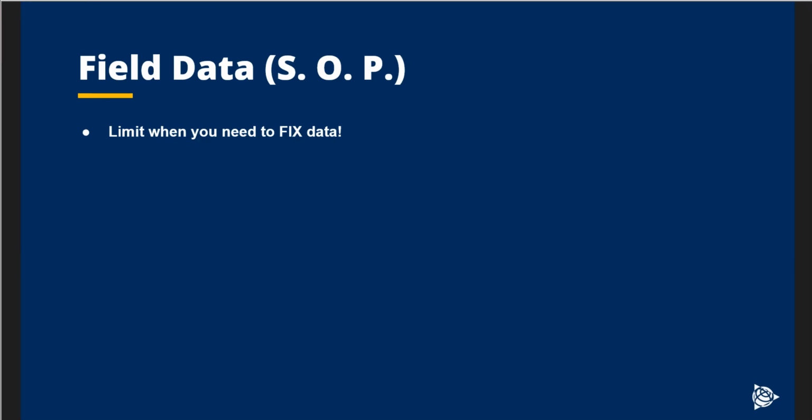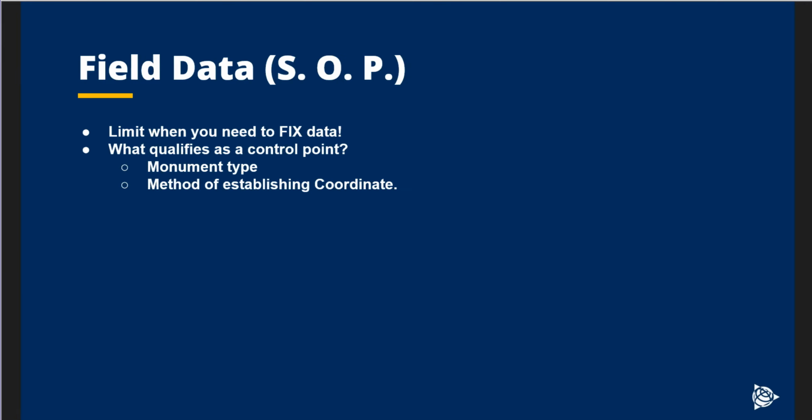So the goal of having a well-established SOP is to eliminate the need to fix the data. If you have good standards in place and people follow those standards, then you'll find yourself where you don't have to make those decisions. That would include methods for establishing control points.